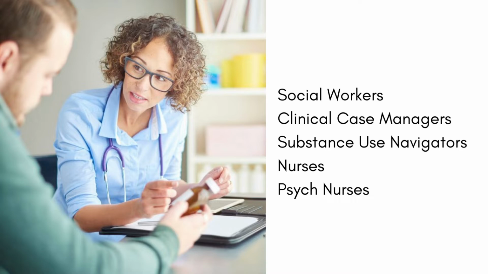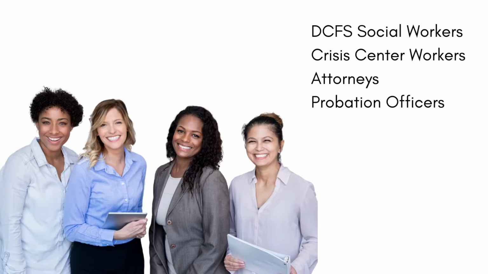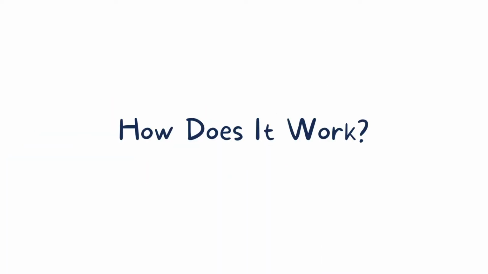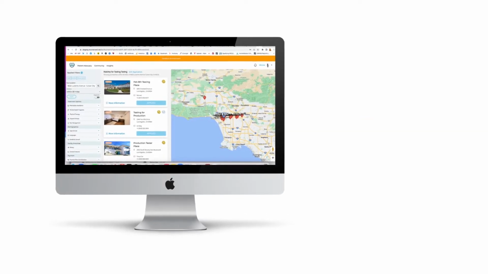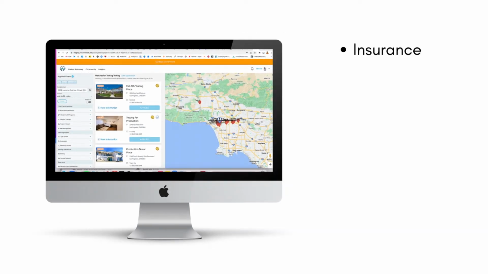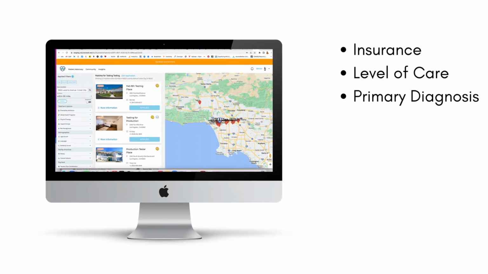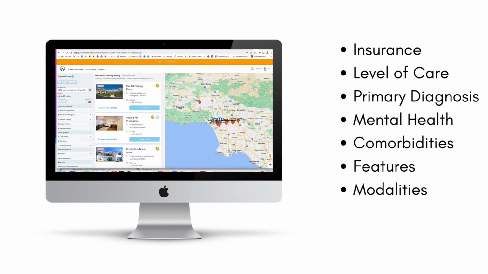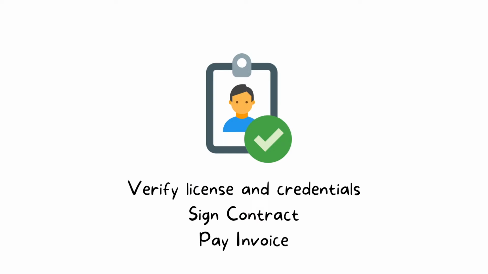RecoverWell is also used by treatment facility case managers, social workers in crisis centers and homeless shelters, attorneys, and probation officers. As a subscriber, you will input your basic admitting criteria into the system. This is how we match patients to you: insurance accepted, level of care provided, primary diagnoses treated, mental health conditions treated, comorbidities supported, features of your facility, and modalities employed. Once your profile is verified, your contract is signed, and your invoice is paid, your account will be activated.